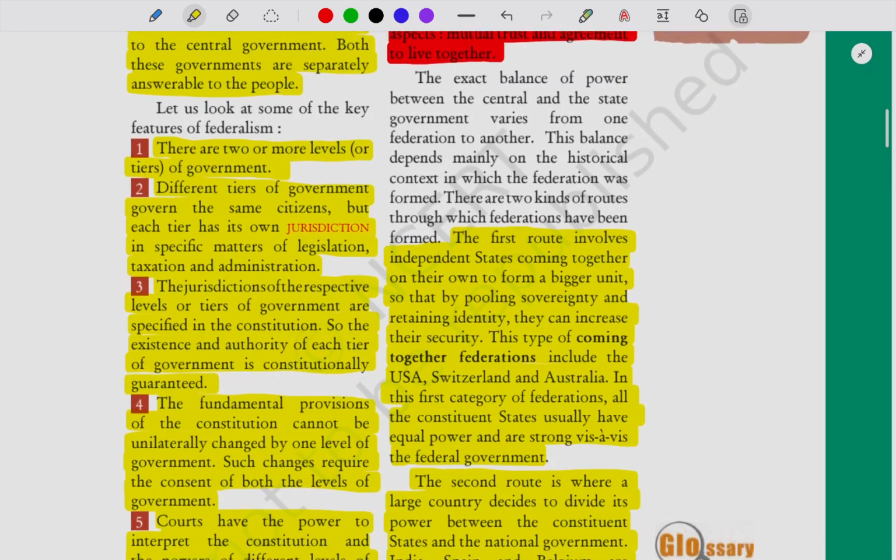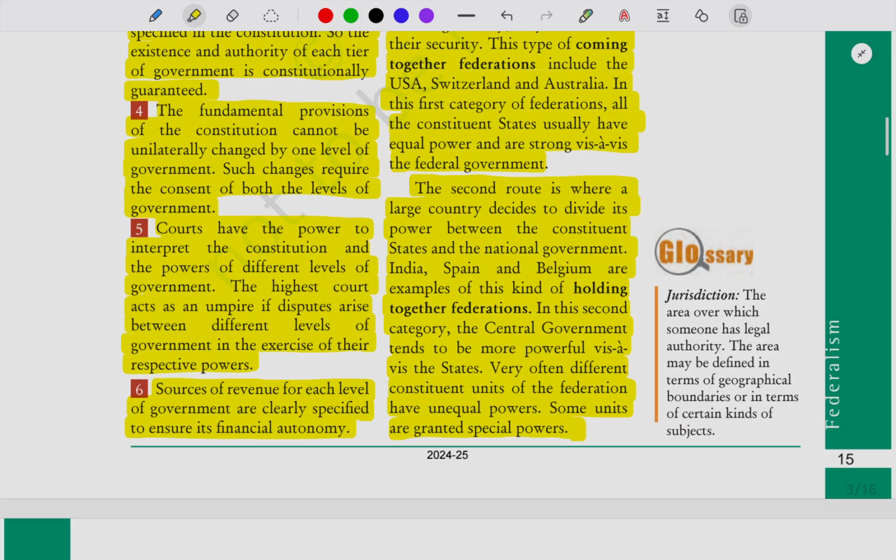One, it has its own jurisdiction. Two, there are more than 2 levels of government. The jurisdiction of respective levels or tiers of government are specified in the constitution. Their existence and authority of each tier of government is constitutionally guaranteed, and the central government itself cannot make any changes to the constitution without the consent of all the regional levels. Courts have the power to interpret the constitution. And if there are any issues between two governments, then the highest court, that is the Supreme Court, will be the umpire and decide.